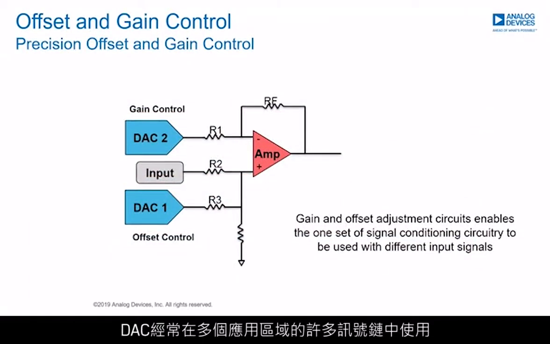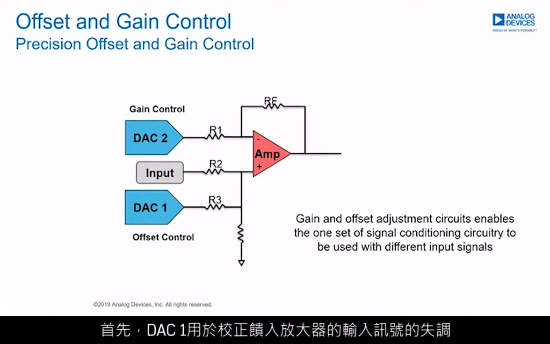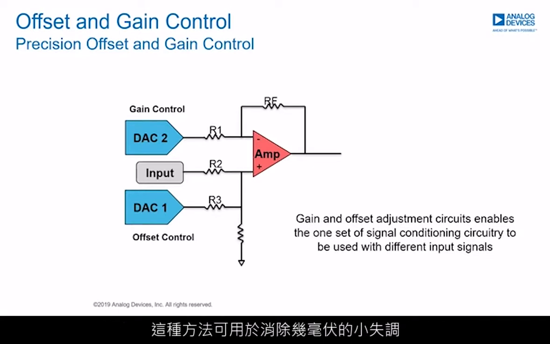DACs are frequently used in many signal chains across many application areas to compensate for offsets and gains. This slide illustrates one example of a potential approach to the removal of offset and gain errors from the system. Firstly, DAC1 is used to correct for offsets on the input signal that is fed to the amplifier. This method can be used to remove a small offset of a few millivolts. A DAC is used rather than a fixed reference level as it gives you the granularity to compensate for very small magnitudes of offsets.